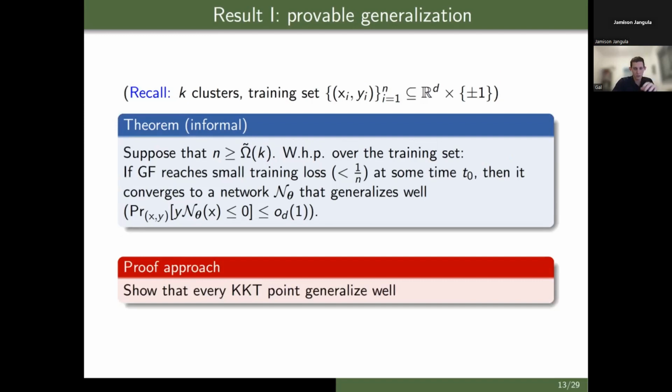And in order to prove this result, we use the fact that there is implicit bias toward KKT points of the max margin problem. And basically, we show that every KKT point in our setting generalizes well. And therefore, since gradient flow can only converge to KKT points, it means that it can only converge to solutions that generalize well.